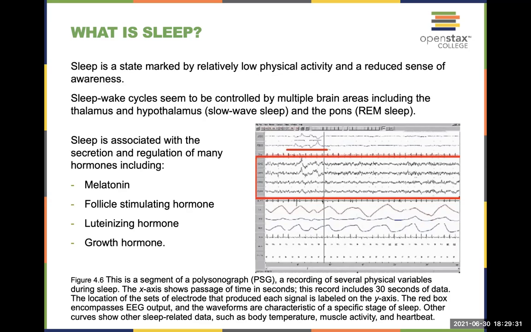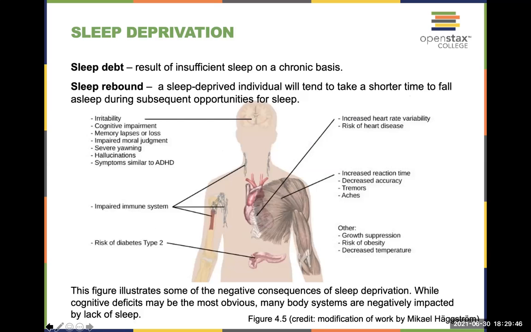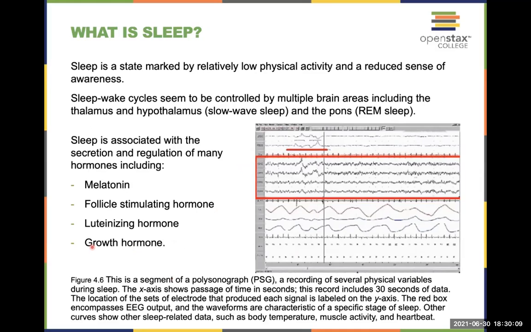Sleep is associated with the secretion and regulation of hormones, the most famous being melatonin, which we've already talked about, follicle stimulating hormone, luteinizing hormone, and growth hormone, which I did forget to mention. Down here on this diagram, it also shows that growth suppression can be associated with sleep deprivation, right? Risk of obesity, that kind of stuff. And that's because of the growth hormone. And this is from your book. It just shows the different wavelengths for the physical variables, what's going on during sleep.